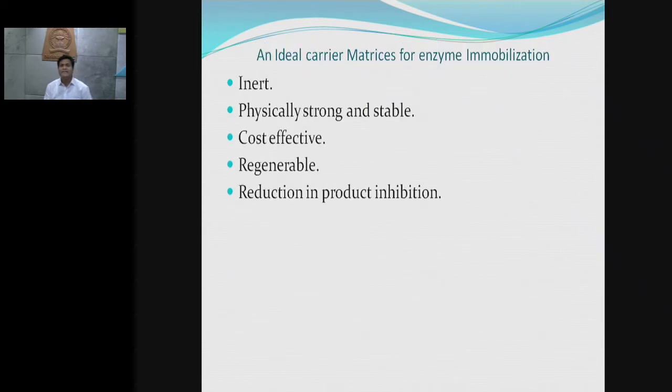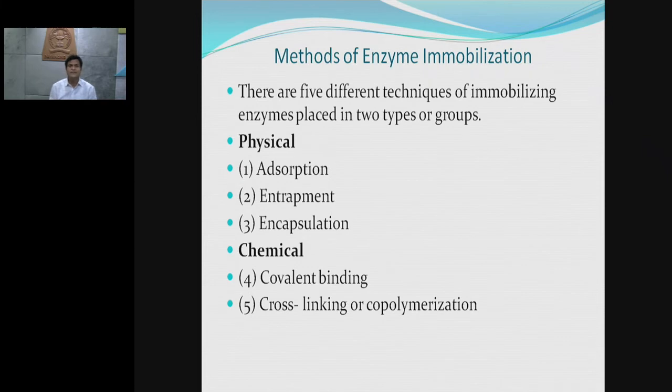So there are different carrier matrices for enzyme immobilization. These are inert, with physically strong and stable properties. They are cost effective, they should be regenerable, and they should not inhibit the product formation. So what are the different methods of the immobilization of enzymes? There are 5 different techniques.